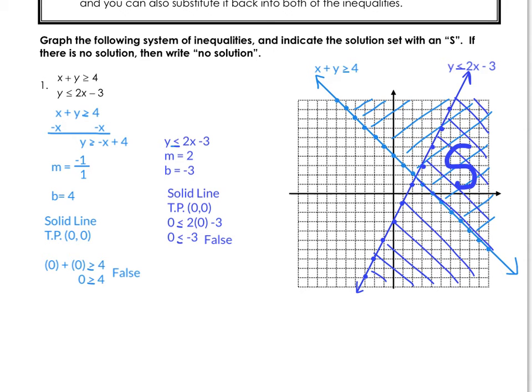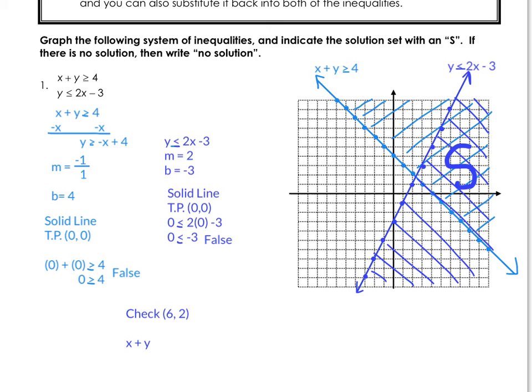So if I look at my solution region, I think that it looks like I'm going to pick somewhere close to that S. So I'm going to move over 1, 2, 3, 4, 5, 6, up 2. That's definitely in my solution region according to my solution. So 6, 2 is what I'm going to check. So we do this by subbing in 6 in place of x and 2 in place of y in both inequalities. So I'm going to rewrite the first inequality, x plus y is greater than or equal to 4.